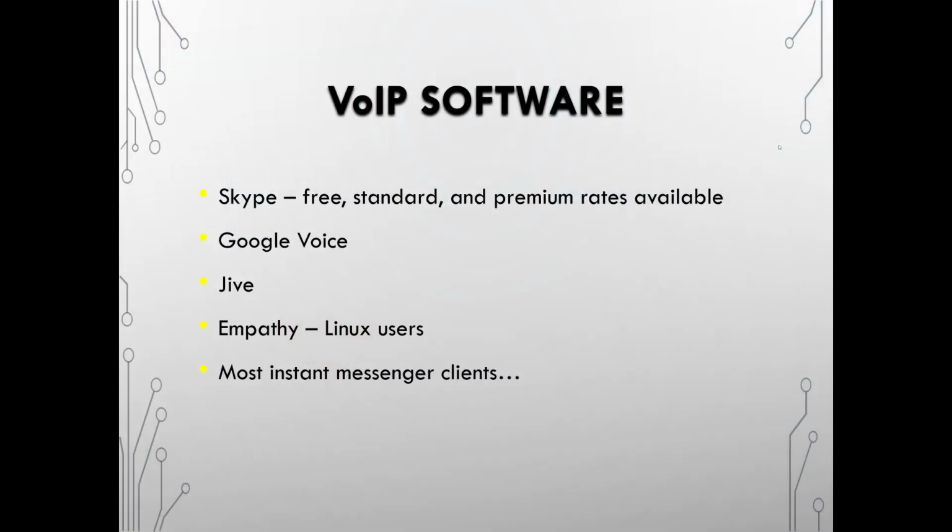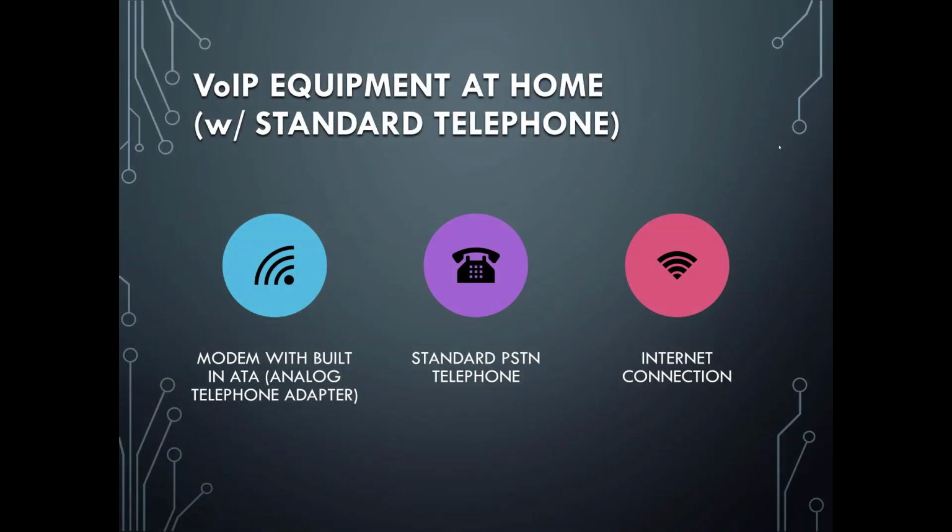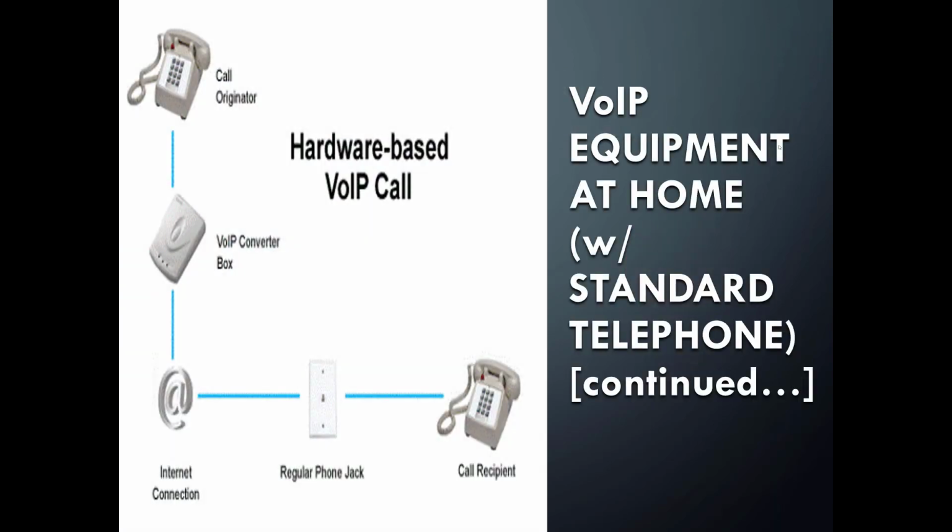Now, VoIP software like Skype, there are premium versions, Google Voice, Jive, Empathy, and many other instant messaging clients are out there. Modem, they have built-in ATA or analog telephone adapters, standard PSTN telephone if you do need that, and then internet connection as well. This is kind of the more one based on if you've got the old school telephones, you needed to still use VoIP. So there are converter boxes available out there.